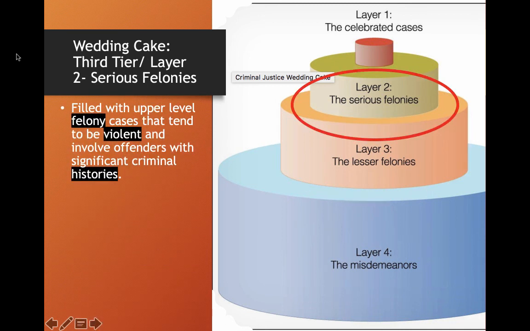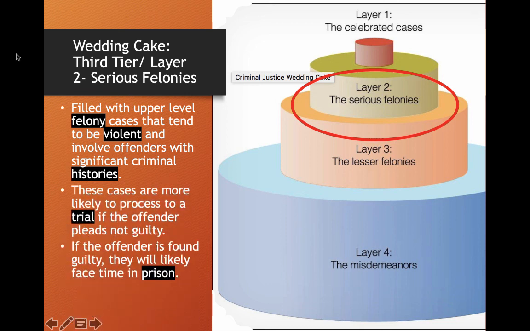Then we have the serious felonies in layer 2, and these are your violent crimes with criminals that have a history. So you may have a criminal who robbed somebody at knife point and cut their face and stole their belongings, and this is the 3rd time they've done it, and likely if they're found guilty, they're going to go to prison.